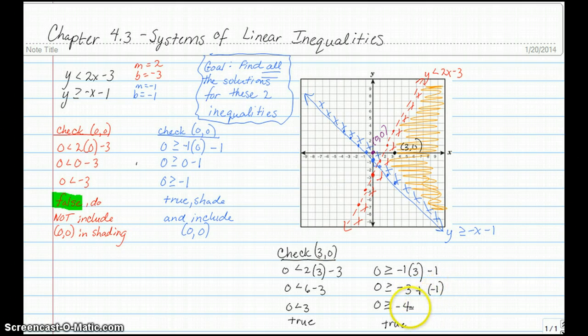Negative 3 and negative 1 is negative 4. 0 is greater than or equal to negative 4, which is also true. Since both of these are true, we have in fact shaded correctly. The orange shading is correct, and any points that lie in that shaded orange area or on the blue line will be solutions of this system of linear inequalities.